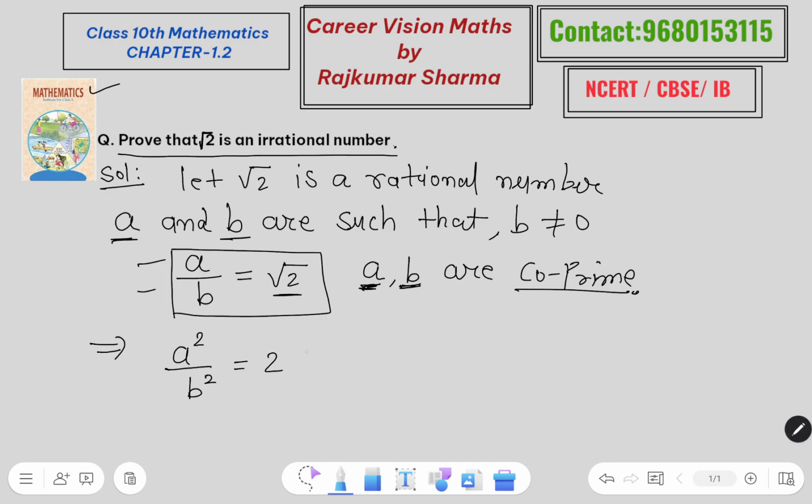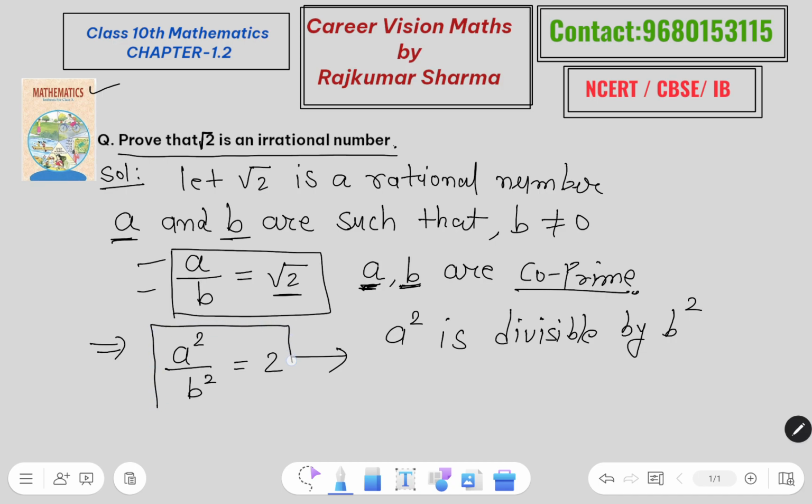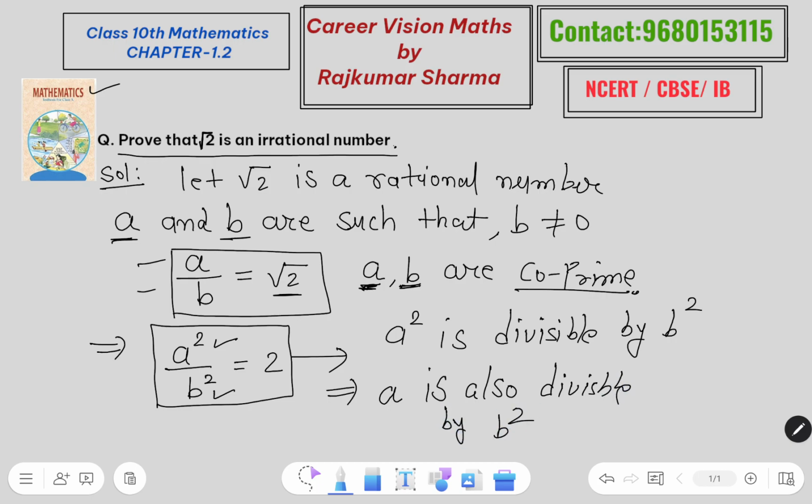So this statement gives us that a square is divisible by b square. Okay, the meaning of this statement is a square is divisible by b square. Okay, it means simply we can say a is also divisible by b square, one thing.